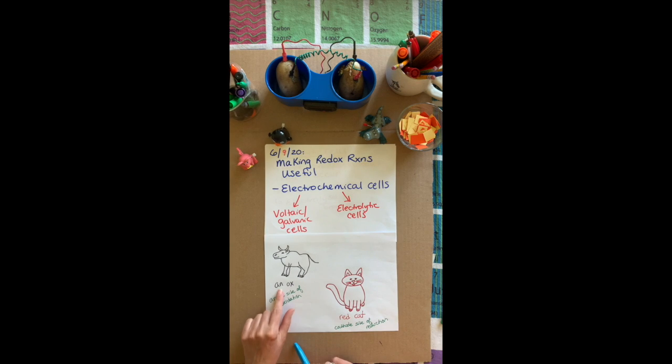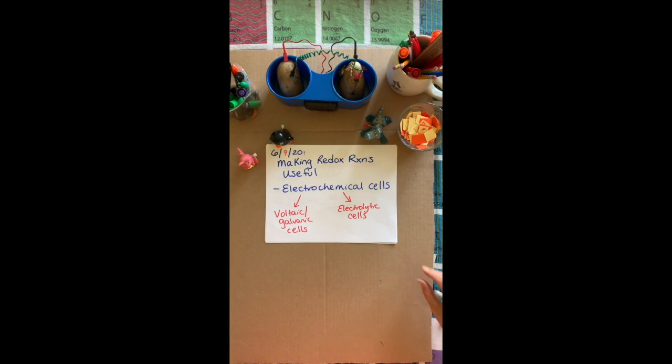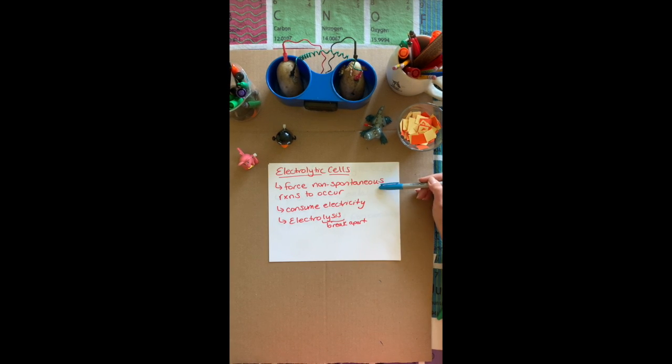As a reminder, anodes are where the oxidation occurs. Cathodes are where reduction occurs. Okay, so electrolytic cells force non-spontaneous reactions to occur. And in order to force those non-spontaneous reactions to occur, they must consume electricity.